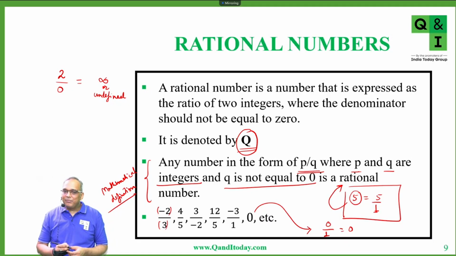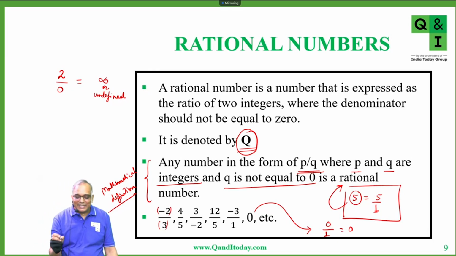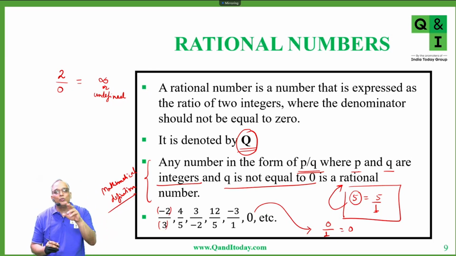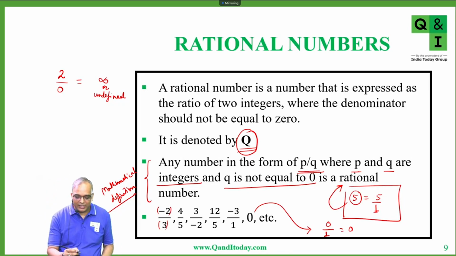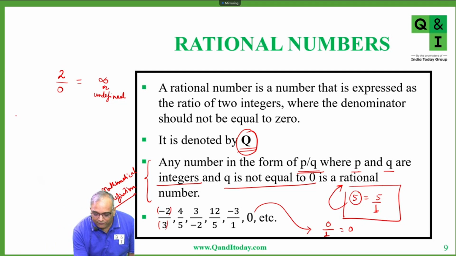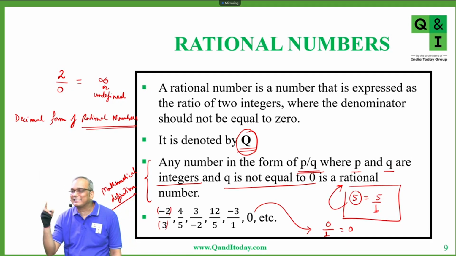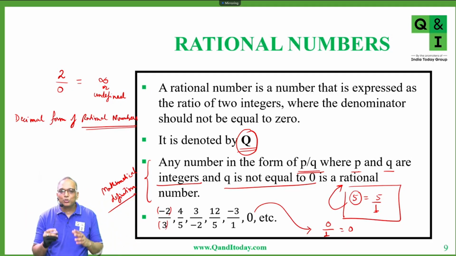Sir, can decimal be a real number? Yeah, decimal can be a rational number. So when you represent rational numbers in decimal, there are two ways in which rational numbers can be represented as decimals. One is terminating decimal, and the other is non-terminating and repeating decimals. I'll write it down for you. So there are two decimal forms, the decimal form of rational numbers. Now this you are going to study in detail in class 9th.